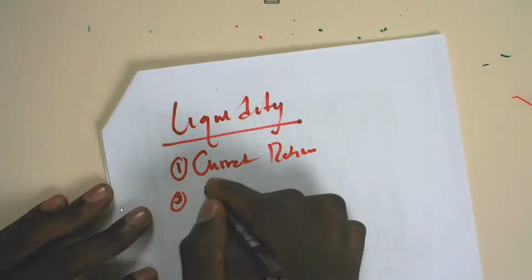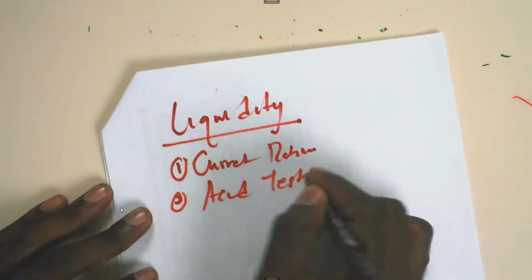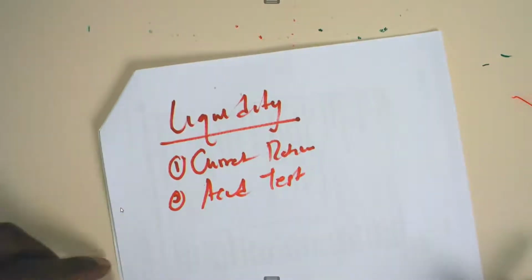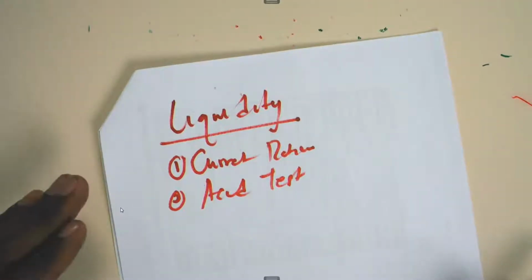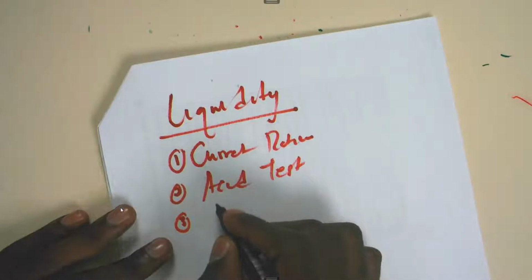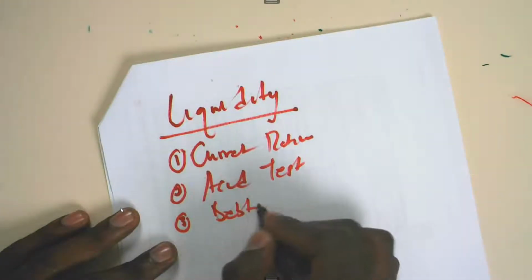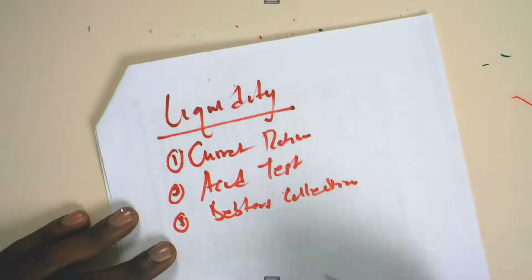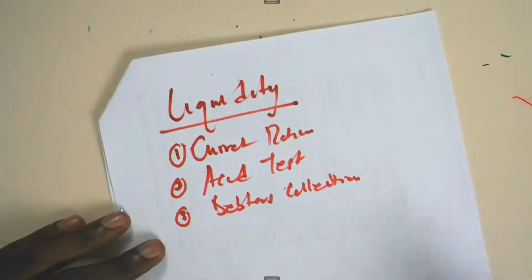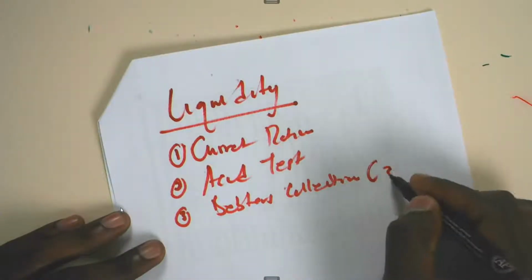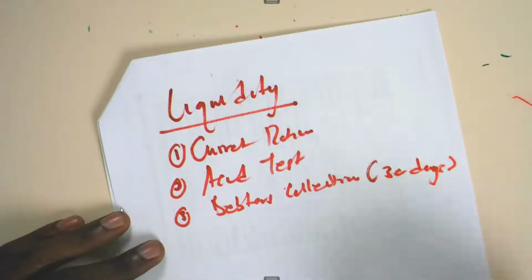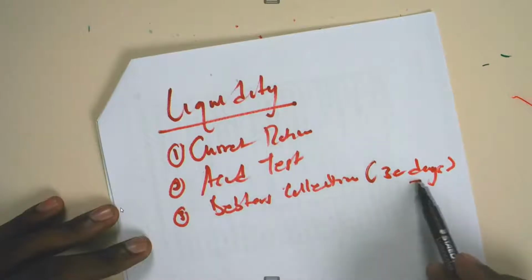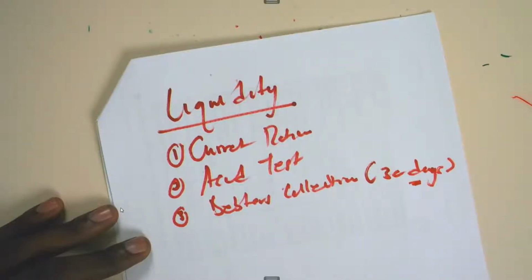Then the second one is the acid test ratio, which also helps the business to determine if they are able to pay their current liabilities with the current assets they have, but without the inventory. Then the third one will be the debtors collection period. This helps the business to determine how long it takes the business to collect money from the debtors. And according to the norm, it must be 30 days. Anything beyond that indicates a negative side of the business, because it must take the business only 30 days to collect money from the debtors.